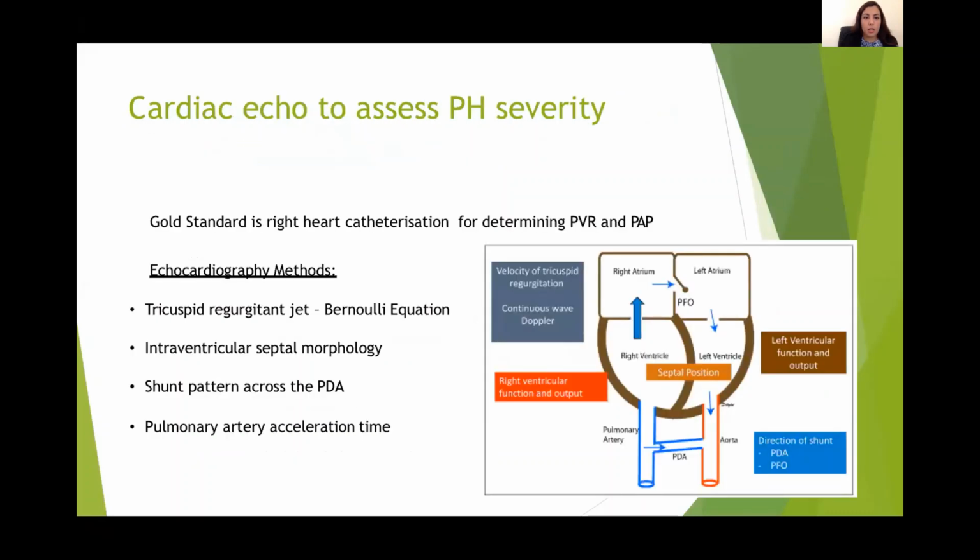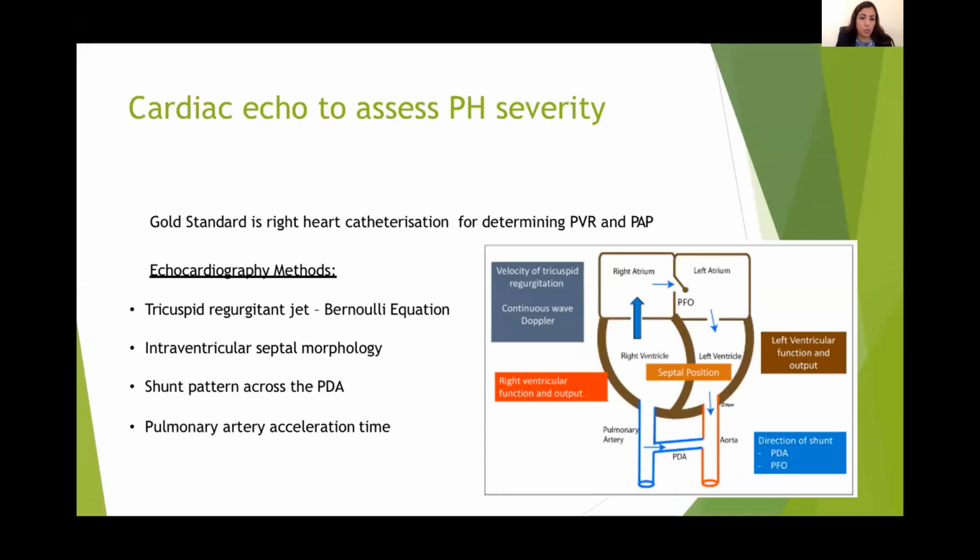The cardiac echo will help us to assess PH severity. The gold standard is normally the right heart catheterization, but of course we are not doing it in newborns, maybe for the pediatric population, but not in newborns. So the echo will help us to have indirect signs to evaluate the severity of this PPHN.